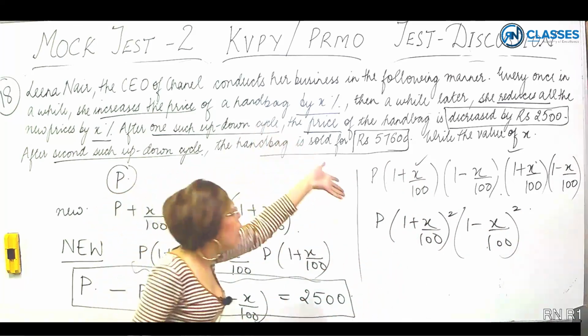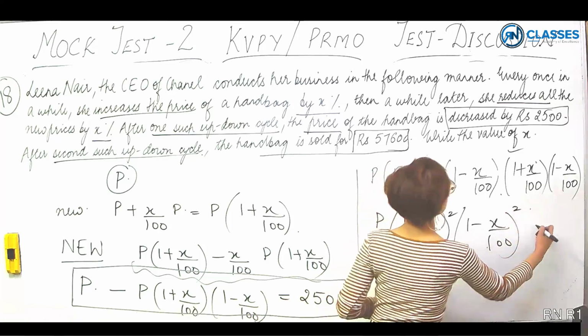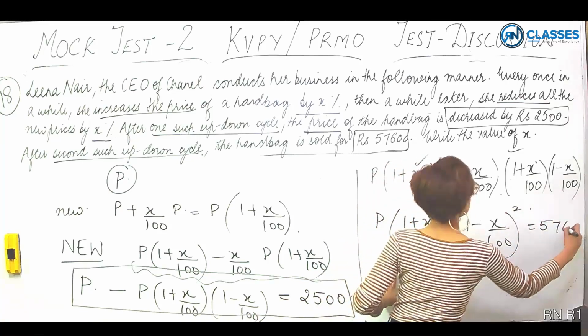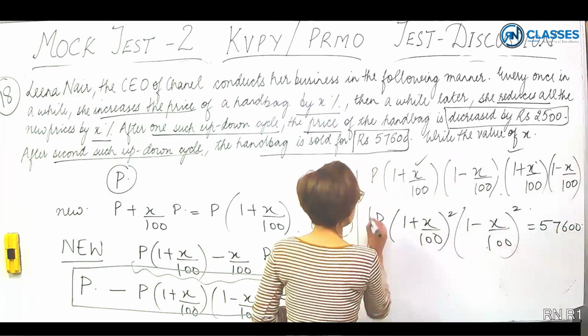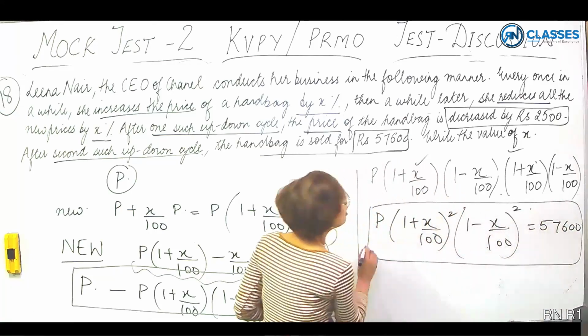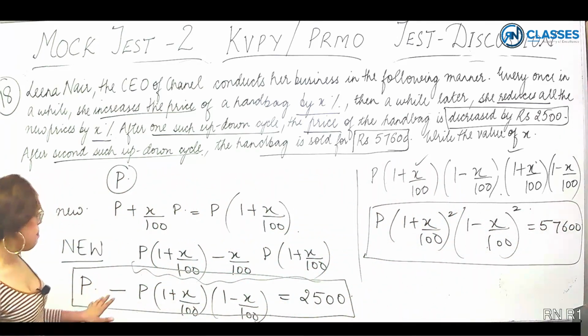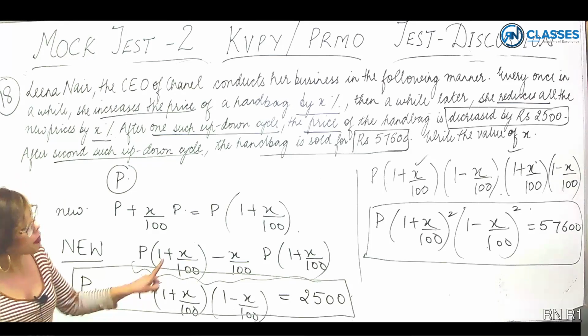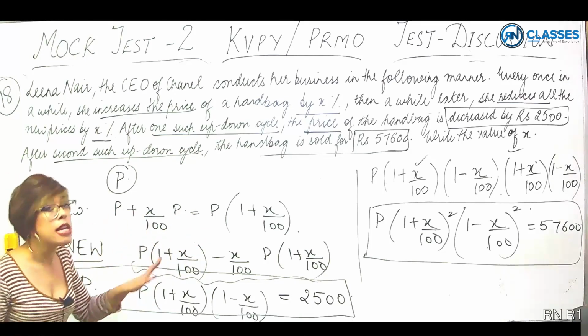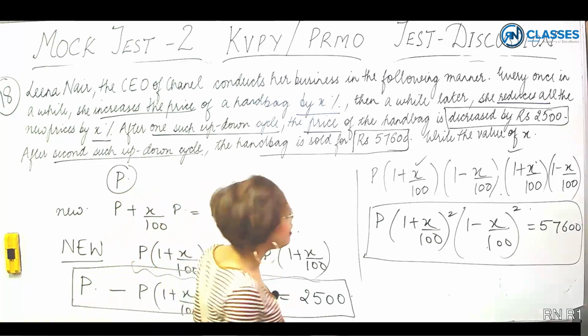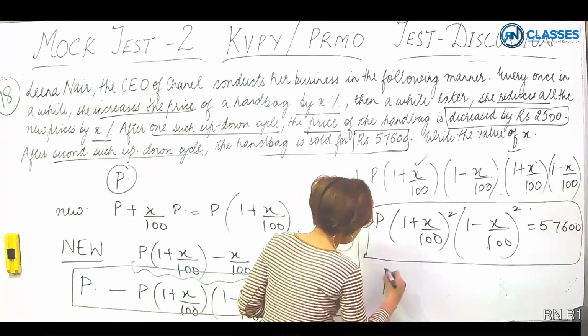And the handbag is now sold. So that means this is equal to 57,600. This is the second such equation. Right? You need to find the value of X. That means you don't want P. As you can see, P you can take common out here. P is there. You can divide the equations, get the value of X, and it will turn out to be 20.